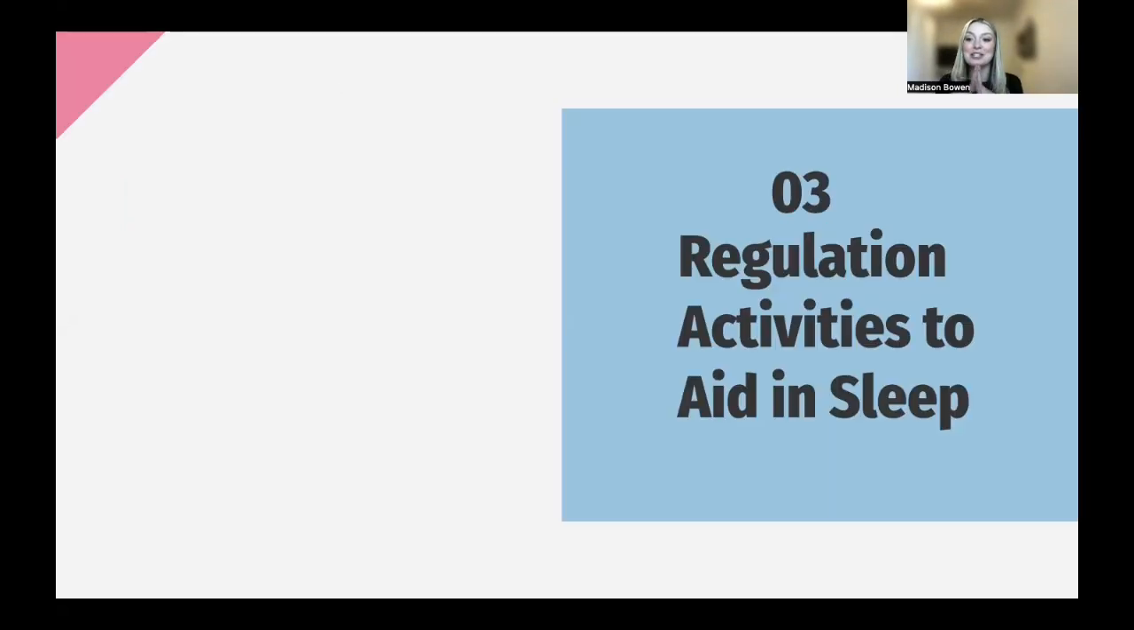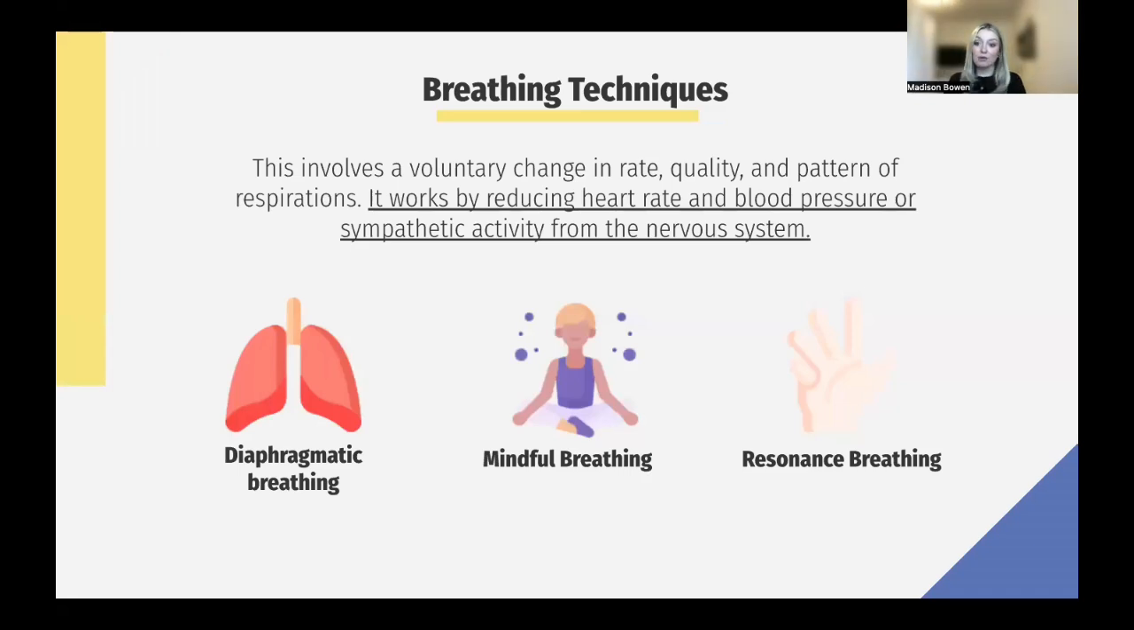So let's jump into some activities that you can use as foster parents to regulate your children before they sleep. Our first technique we're going to cover is actually breathing. This involves a voluntary change in rate, quality, and pattern of respirations. It works by reducing heart rate and blood pressure, or sympathetic activity from the nervous system. So it basically works by lowering your stress response.